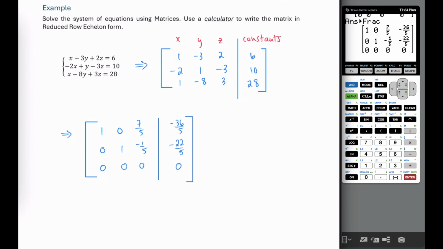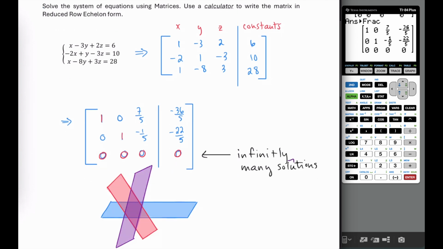It is still in reduced row echelon form though, because it has ones along the main diagonal as far as we can get it, and then zeros above and below those ones. And when our reduced row echelon form looks like this with a row of zeros along the bottom, this is an indicator that we have infinitely many solutions. And this is a scenario that comes about when we have 3 planes that intersect in a line. There would be infinitely many ordered triples that are on all 3 planes at the same time.